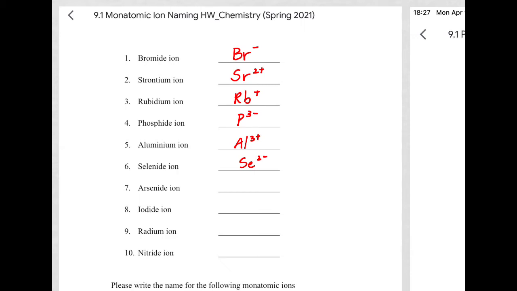Arsenide ion is in the 5th group, As, and it forms a 3 minus. What's next? Iodide is a halogen. Radium ion is in the second group, Ra2 plus. And then the nitride ion is 3 minus. Alright, so there's your answers for those ones.